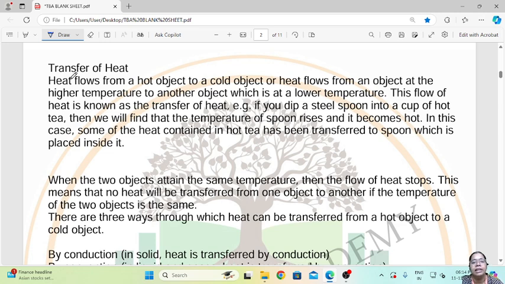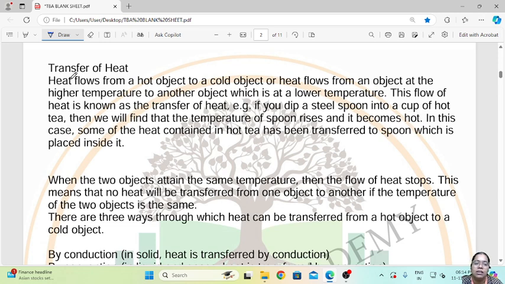So how does the heat flow? We are going to study the transfer of heat, that is from a hot object to a cold object, how the heat transfers. The flow of heat is known as the transfer of heat. For example, if you dip a steel spoon into a cup of hot tea, then we find that the temperature of the spoon rises and it becomes hot.